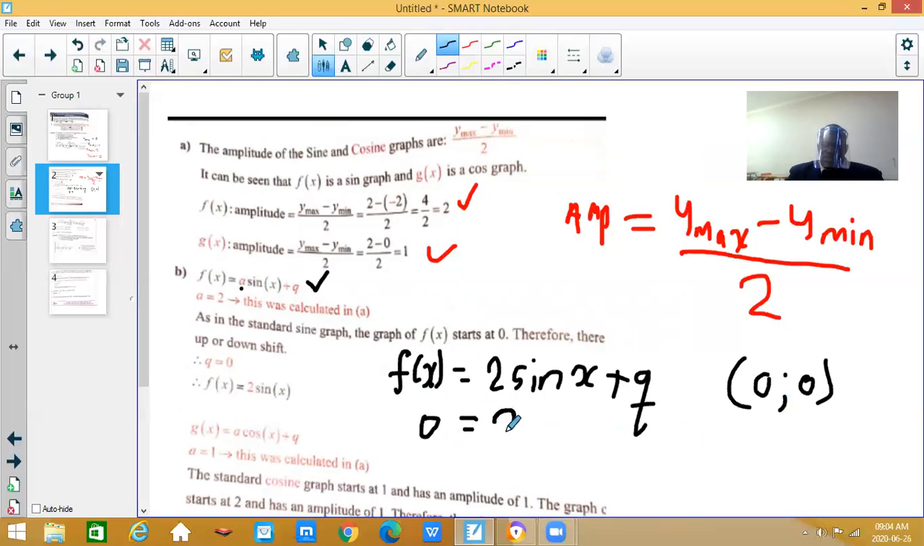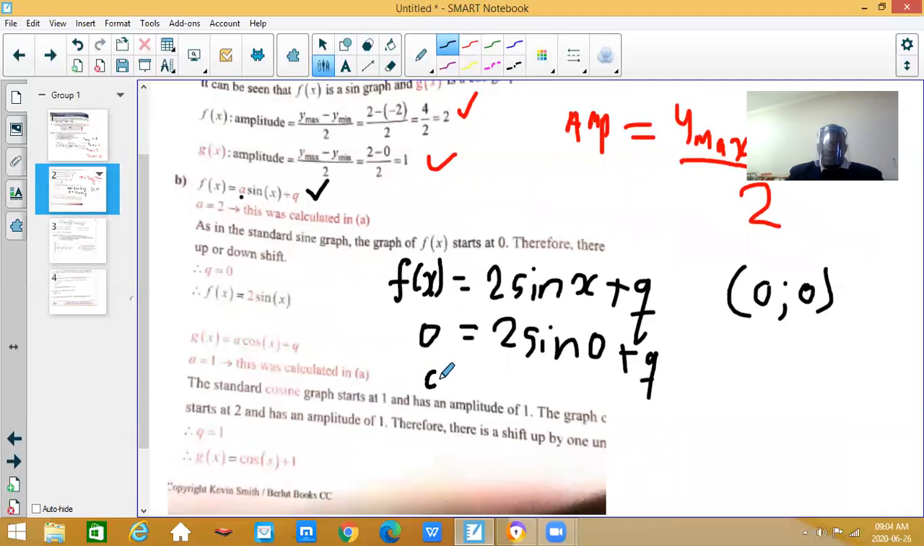And then you say 2 sine 0, 2 sine 0 plus q. Now, sine 0, what does that give us? Sine 0 is going to be 0. This one is going to be 0 plus q, implying that the value of q is 0. That is the value of q that we've got. So this boils down to the equation of f(x): f(x) is equal to 2 sine x. Is that clear?